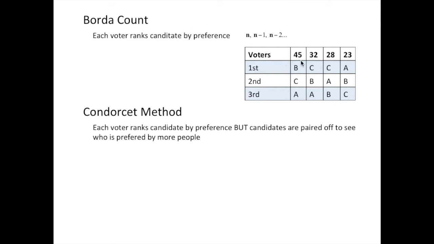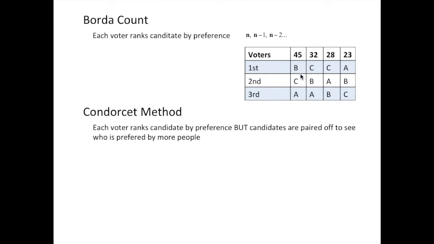Here, with the Borda count, you have 45 voters who picked B first, then C, then A. 32 said C was the first choice, B was the second choice, and A is the third choice. And 28 said C, then A, then B, and 23 said A, then B, then C.